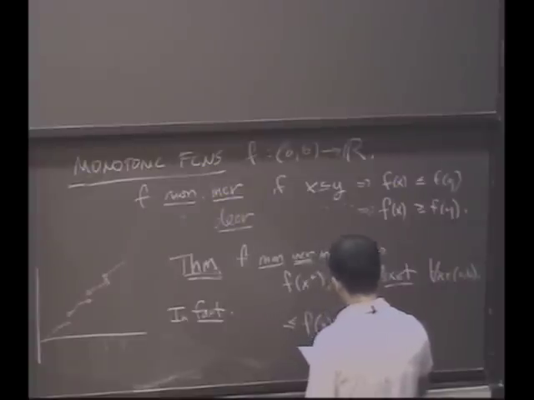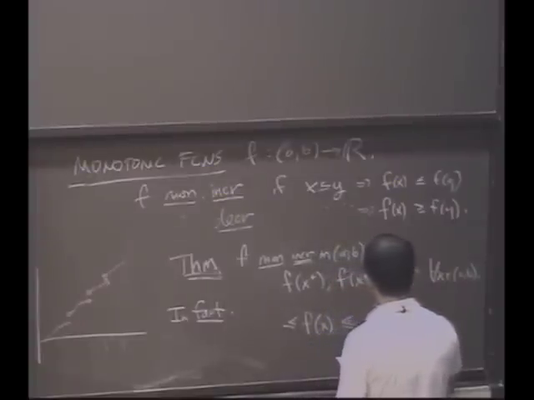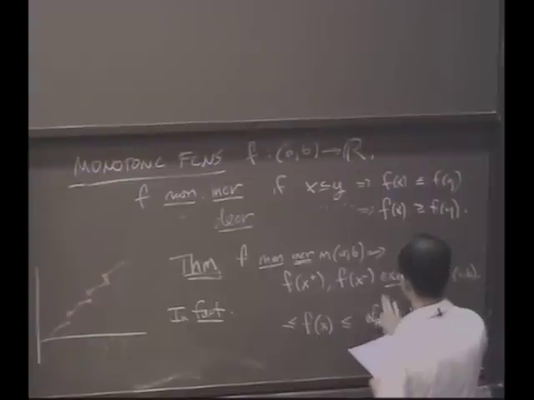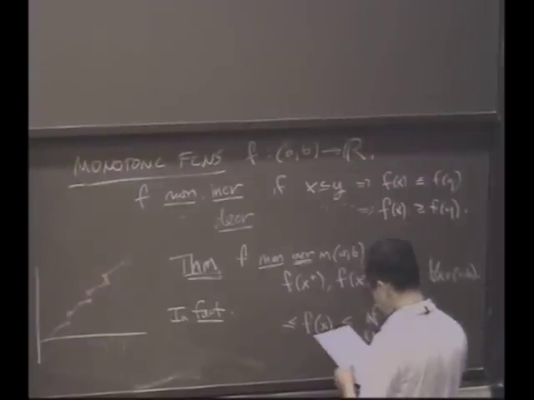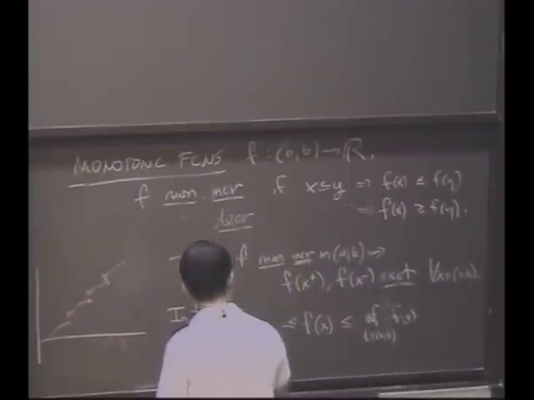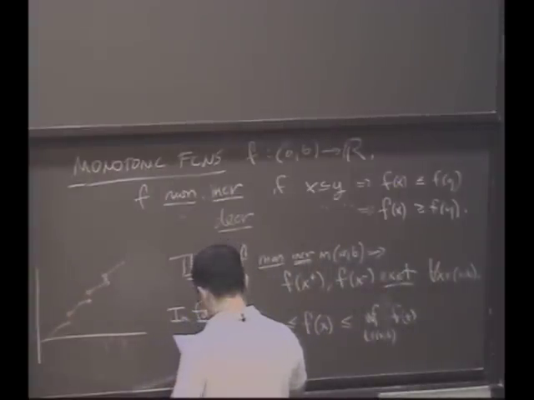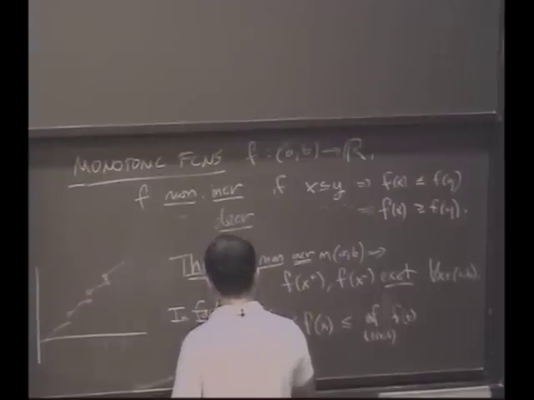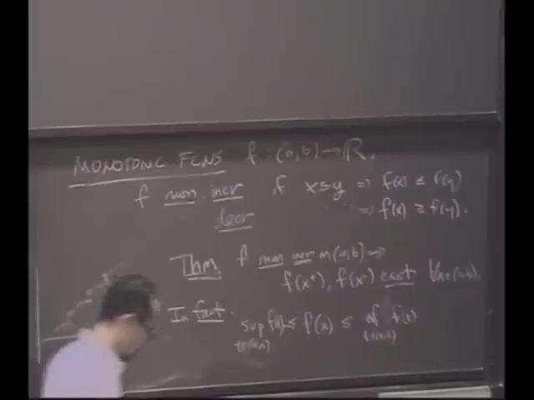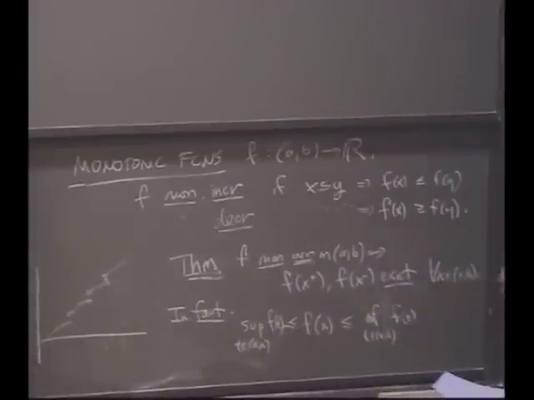So certainly this is true of f of t, where t is on the right, t is in (x, b), and this will be the supremum of f of t, where t is in (a, x). So that should be clearly true, right?